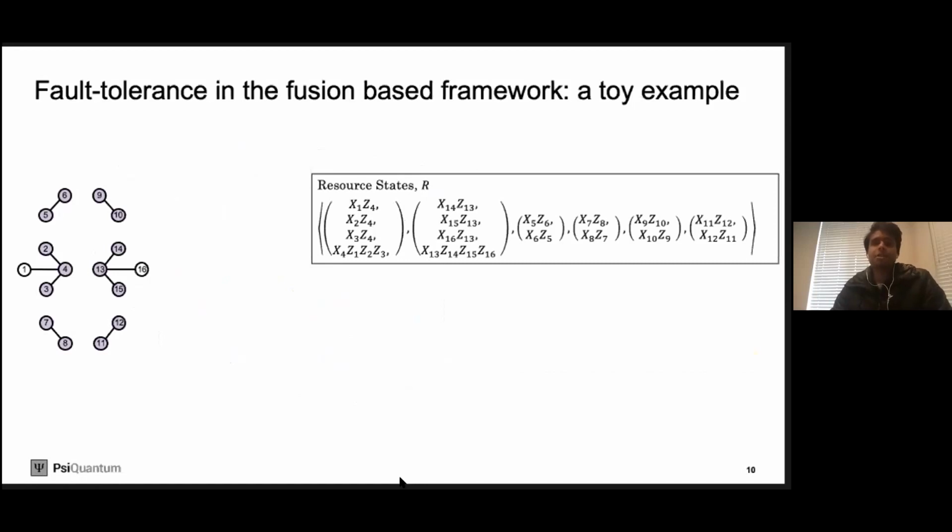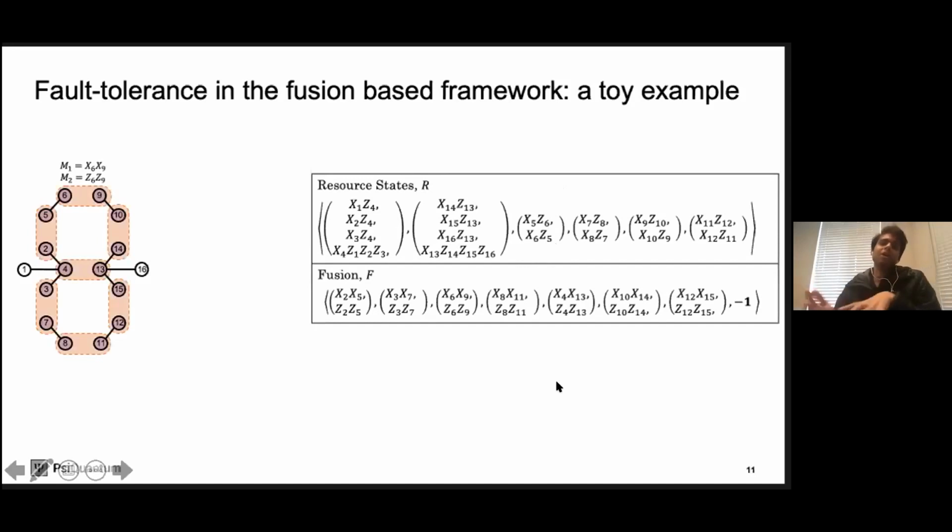These resource states can be represented by a group, which we call the resource state group R, that is written up here. So the generators of this group are basically the stabilizers of all these resource states. And I've written up these stabilizers in a way that there's one column for every resource state. So for example, the stabilizers of the resource state composed of qubits 5 and 6 here are X5 Z6 and X6 Z5, that you see here, and similarly for all the other resource states.